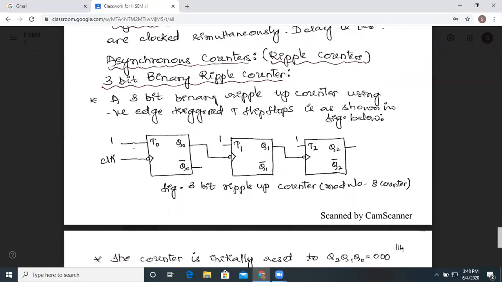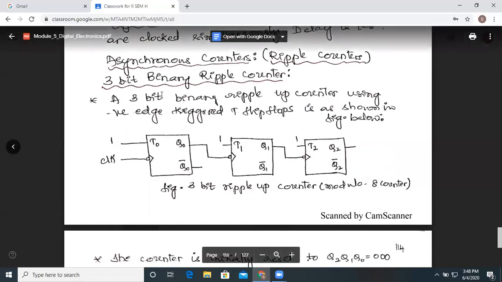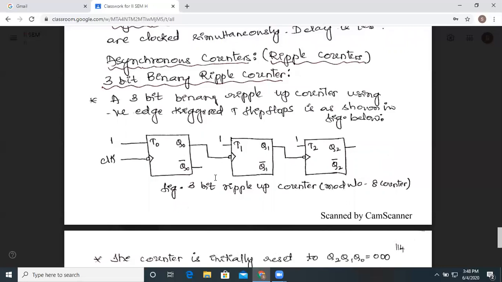Look at the construction of this. This is an asynchronous counter, which is constructed using the T flip-flop. Here is the first T flip-flop. The output of this is represented as Q0, and this Q0 is fed to the clock input of the second flip-flop, and Q1 is the output of the second flip-flop, and that is fed as input to the clock input of the third flip-flop. This kind of connection is called the construction of the asynchronous counter.